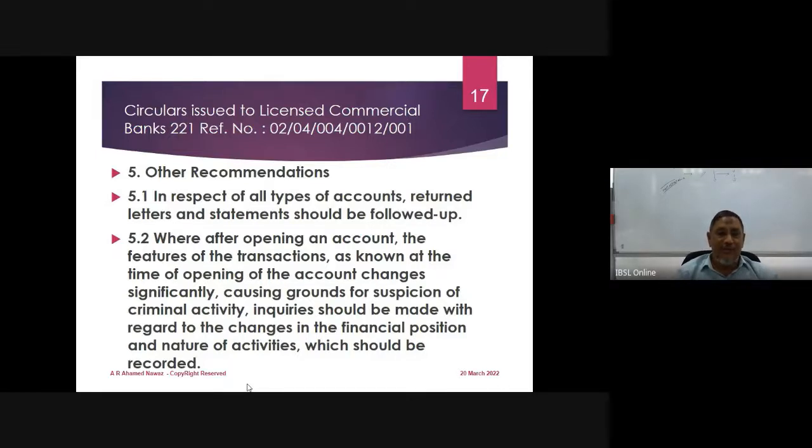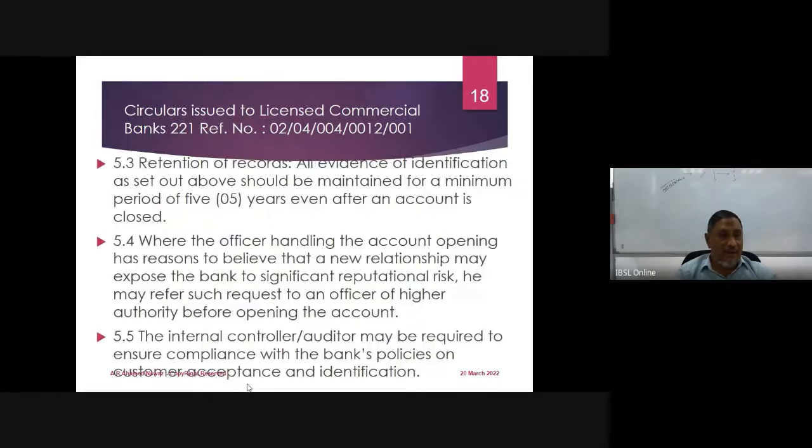After opening an account, if the features of the transactions, as known at the time of opening the account, change significantly, causing grounds for suspicion of criminal activity, inquiry should be made with regard to the changes in the financial position and nature of activities, which should be recorded. I told you the customer at the time of opening the account mentioned his income is 100,000. Sometime later, the operations are much more than that. Then we have to make an inquiry and find out from where he gets the funds. That has to be recorded and kept in the mandate.